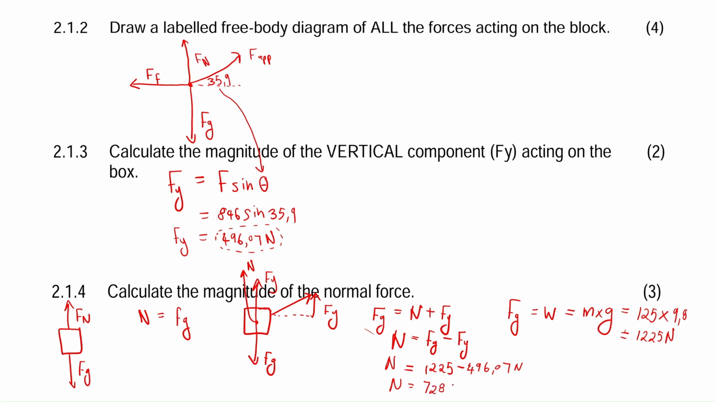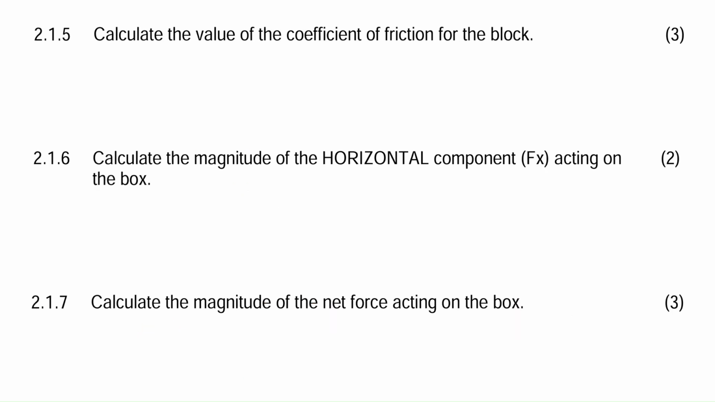So my normal is in actual fact equal to 728 newtons, right? Plus minus, the actual answer is 728,93 newtons. So I think that's a better answer. You're going to give it like that, 728,93 newtons. Let's move on.